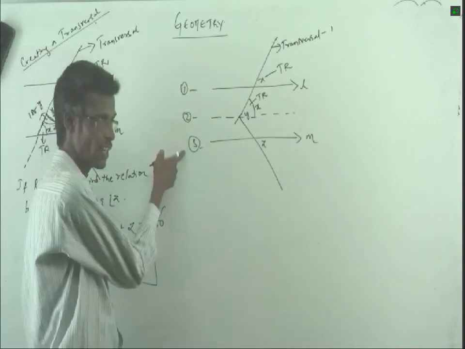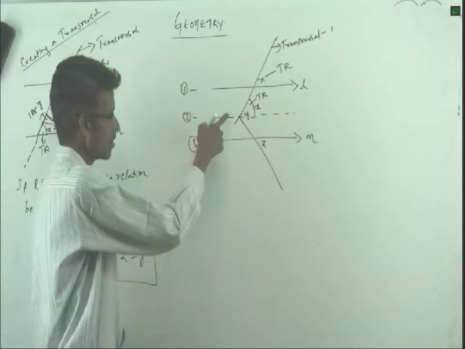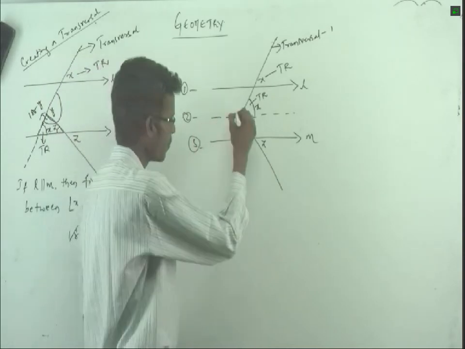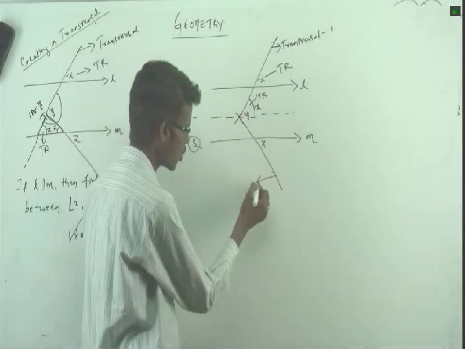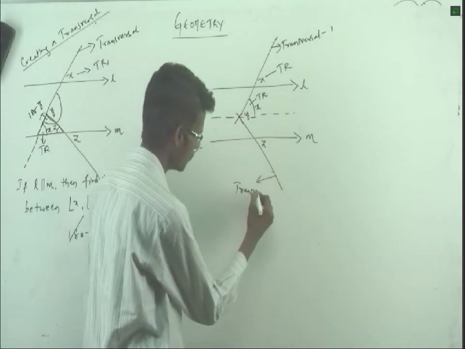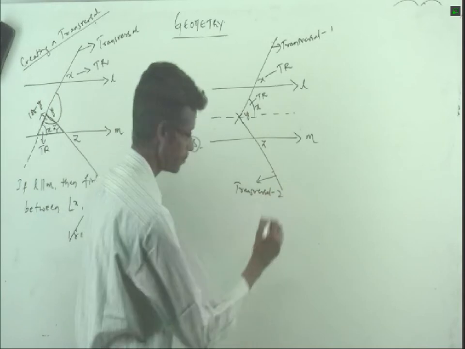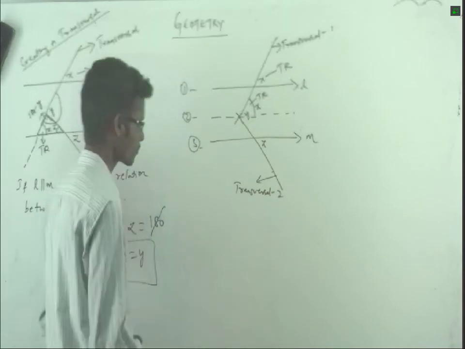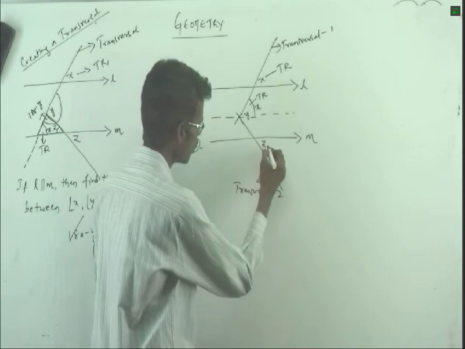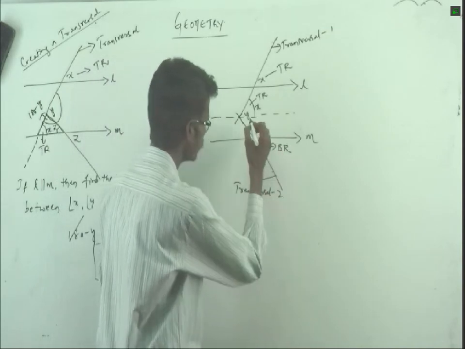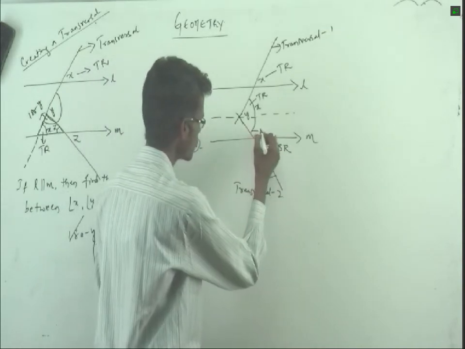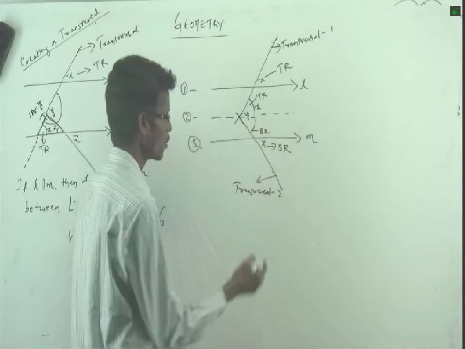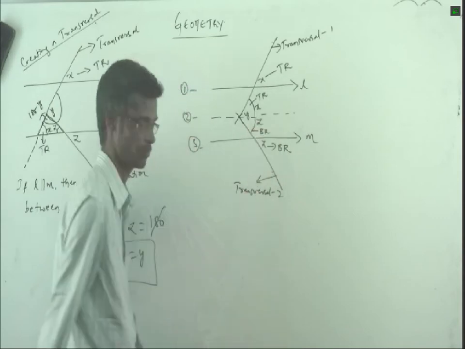Now consider the second and third parallel lines. The second and third parallel lines are intersected by this line, so I can call this line transversal 2. Now, after considering this, the position of Z is bottom right, and even this position is bottom right. So when this is Z, even this happens to be Z.